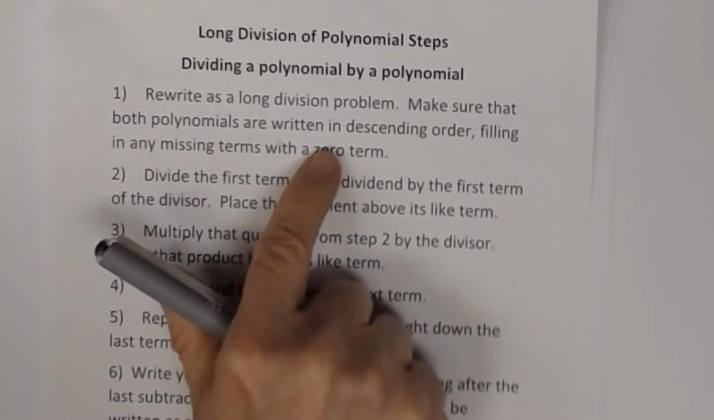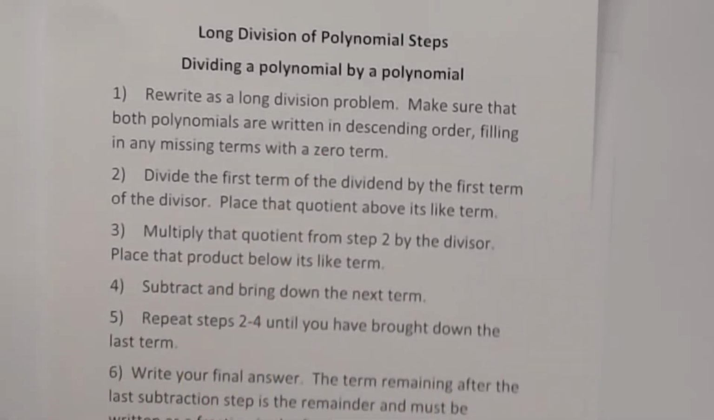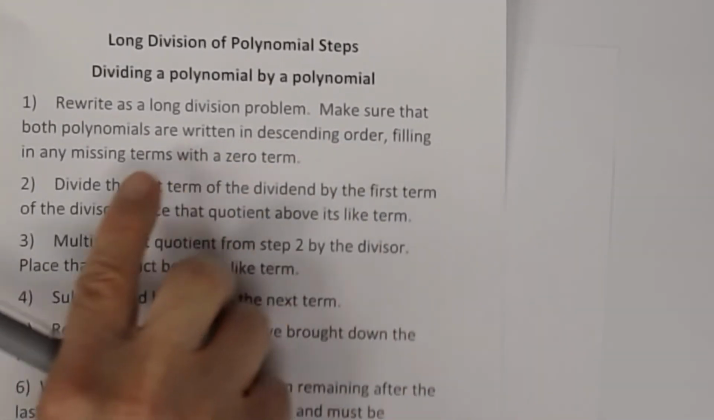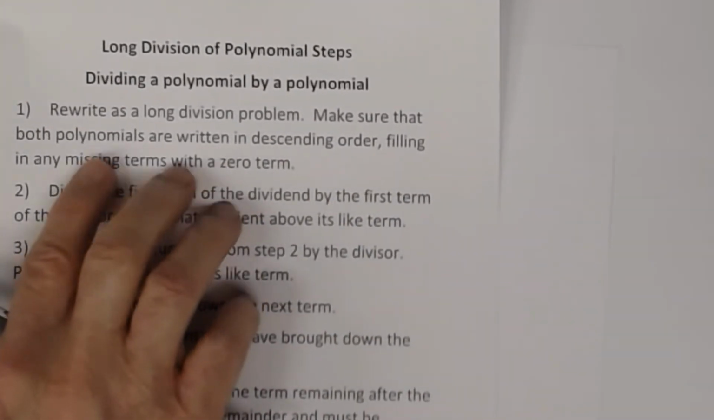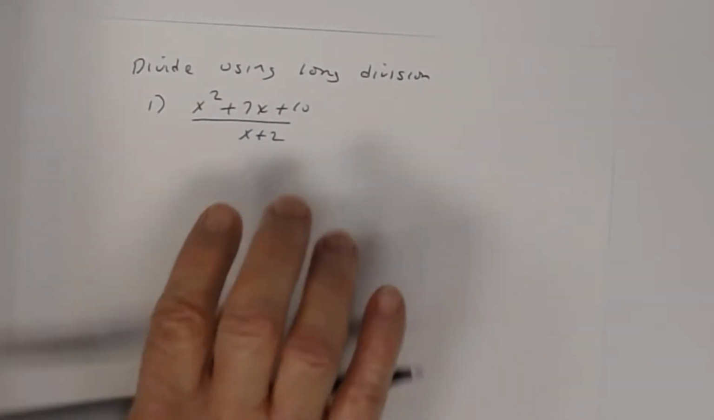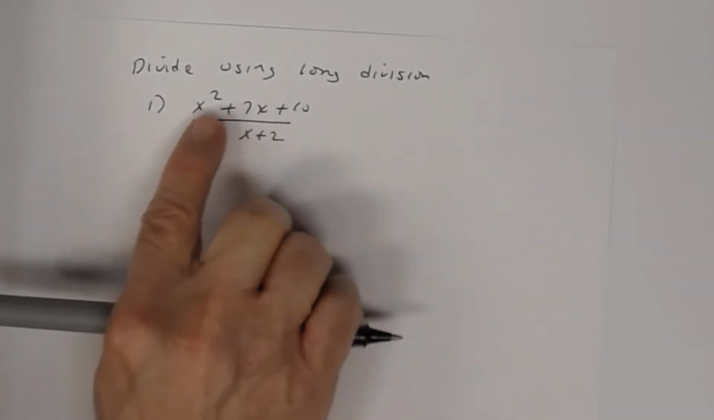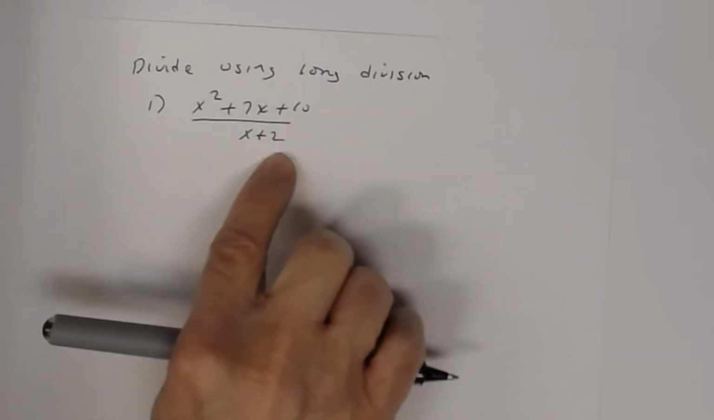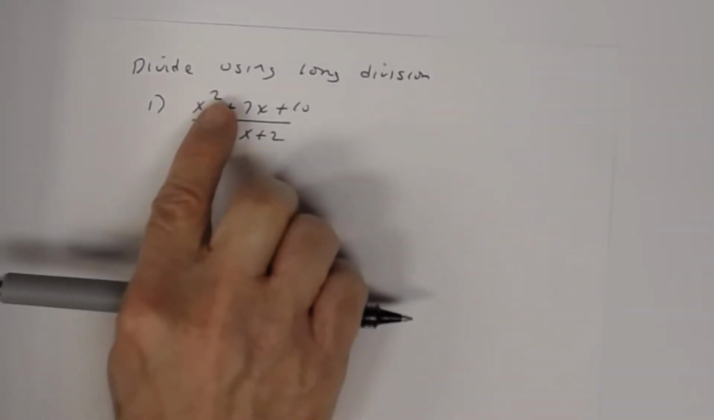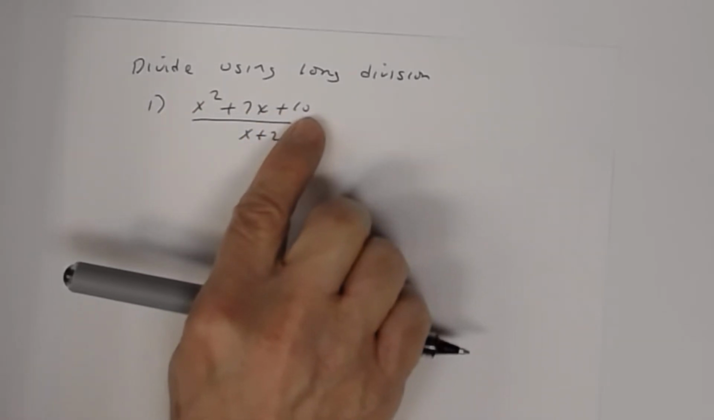Okay, so as we go through this example here, we're going to discuss all those words that we just mentioned. But let's talk about step number 1. So step number 1 says, I'm going to rewrite this using long division, and I need to make sure that each polynomial is in descending order. So remember, descending order means going from the largest exponent to the smallest exponent.